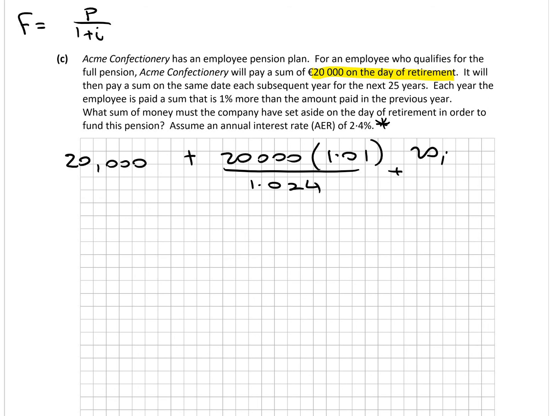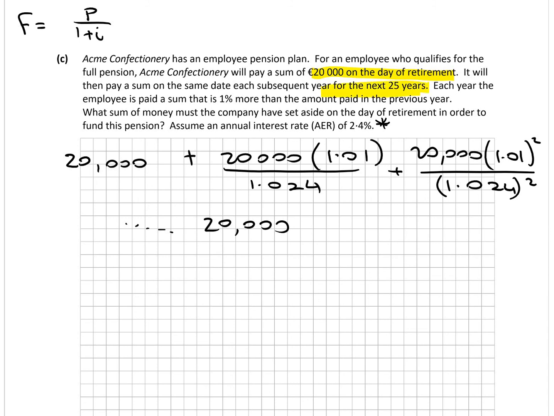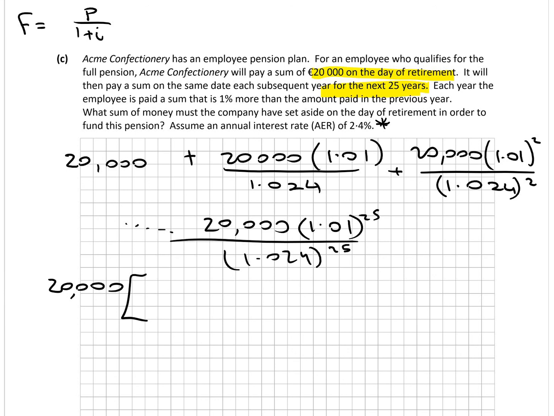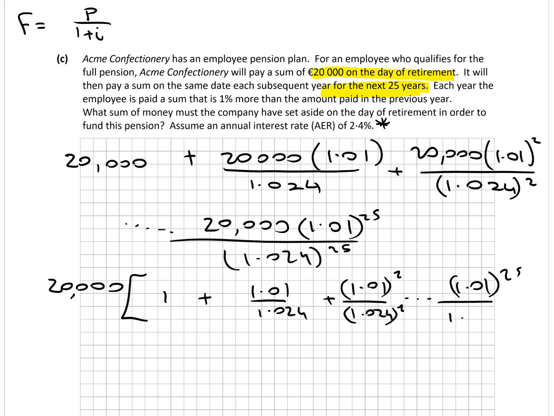Then the next year it's going to be 20,000 again, but it's going to have grown by 1.01 again. That's squared, and also it's now going to be worth even less because it's been in for 2 years. So what you can see is we're creating a geometric series here, and the final payment is for 25 years, so the final payment is 25 years later. So we have 1.01 to the 25 over 1.024 to the 25. So what we can do is take out the common term, so it's going to be 20,000 outside of 1 plus 1.01 over 1.024 plus 1.01 squared over 1.024 squared, all the way up to 1.01 to the 25 over 1.024 to the 25.